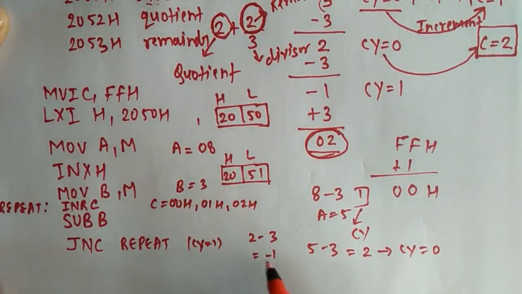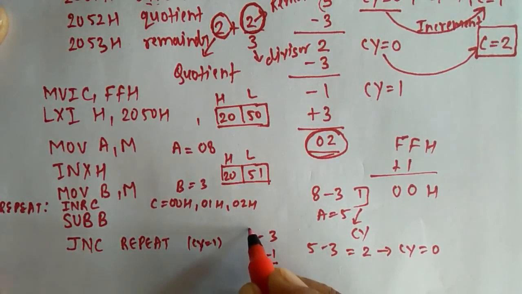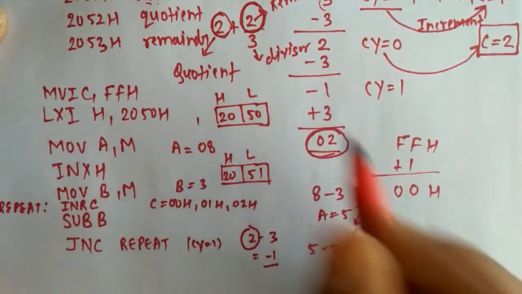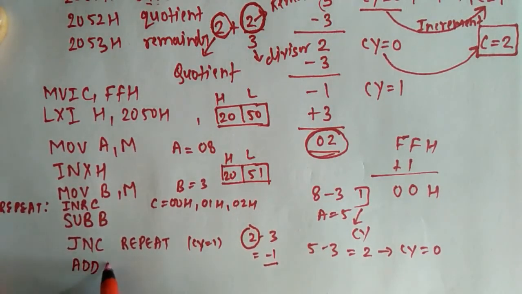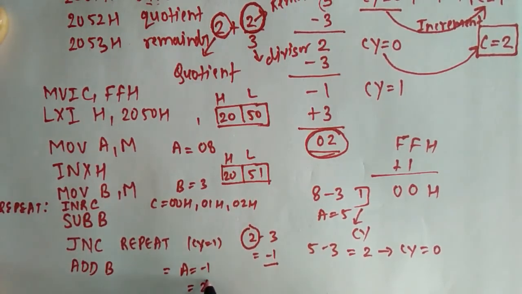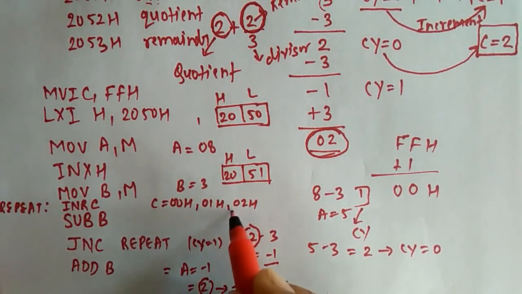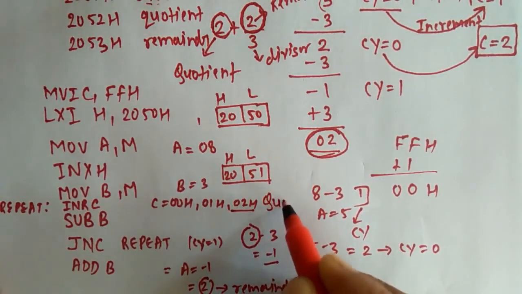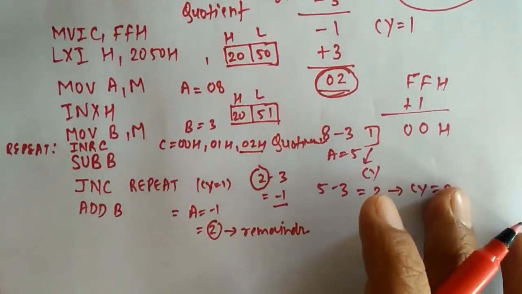And remember that this time content of accumulator is minus 1, and our quotient value will be 02 for our above said example. So in order to get the 2 again, we will have to add B again to the accumulator. Remember at this stage A will have -1, but after adding B you will get 2, and this 2 is our remainder that we have to store at memory location, and the content of C, that is 02, this is our quotient. Okay, so now we only have to store the result in memory location.